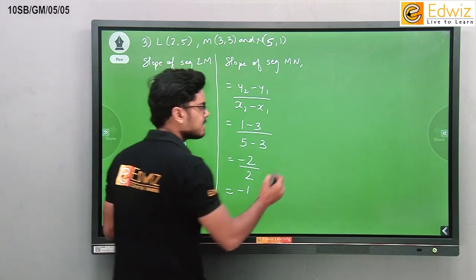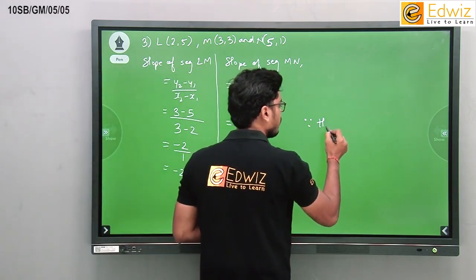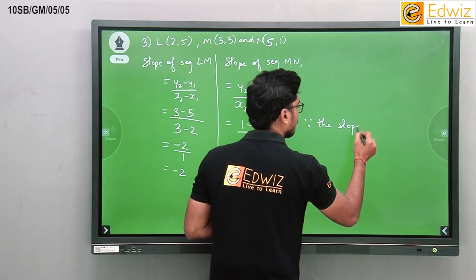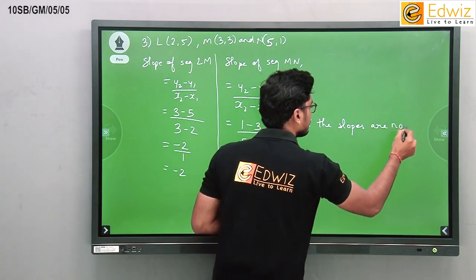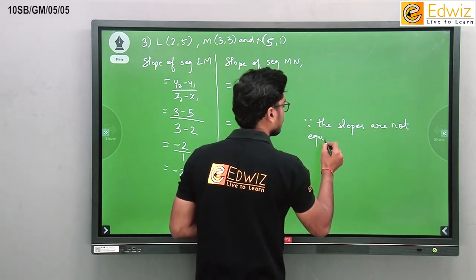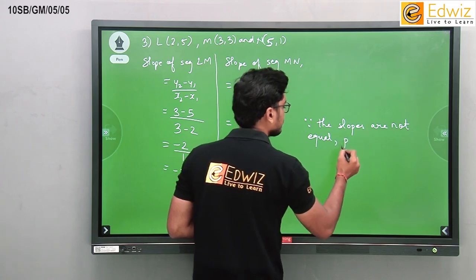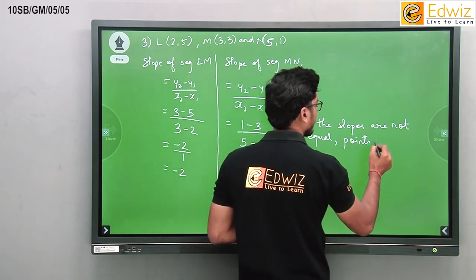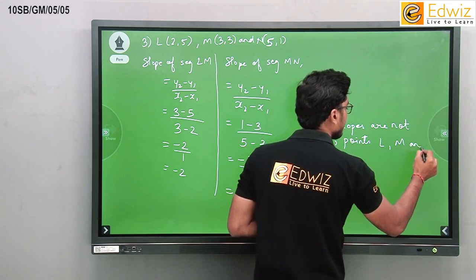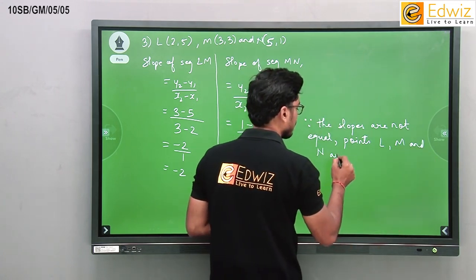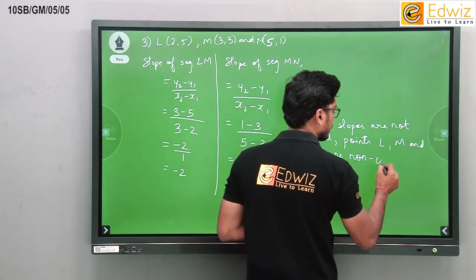Since the slopes are not equal, points L, M and N are non-collinear.